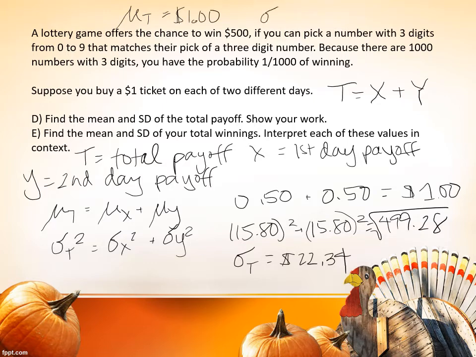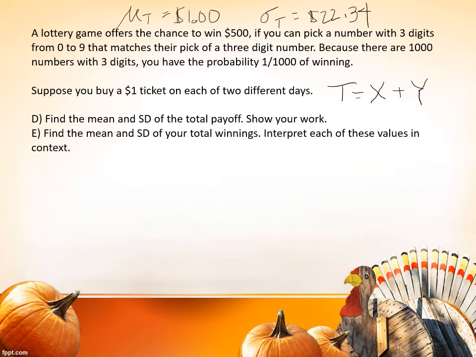And the standard deviation of my T is 22.34. So now what we need to do is find the mean and standard deviation of our total winnings. Interpret each of these values in context. Okay, so this one isn't so bad.